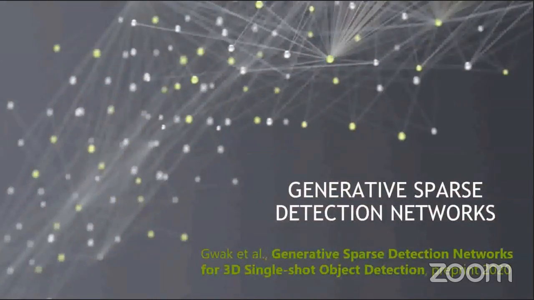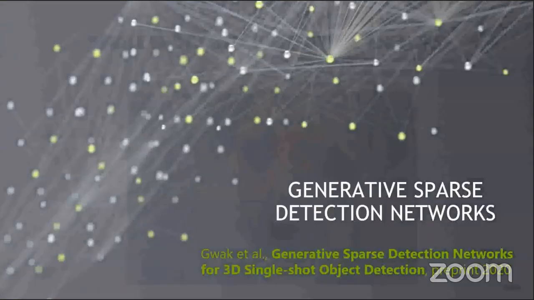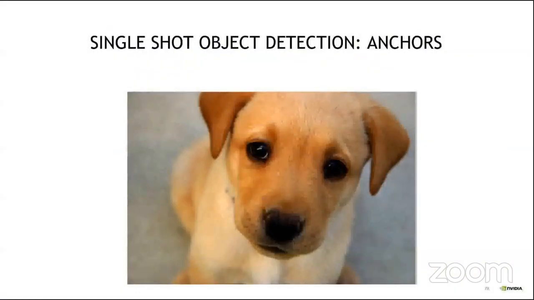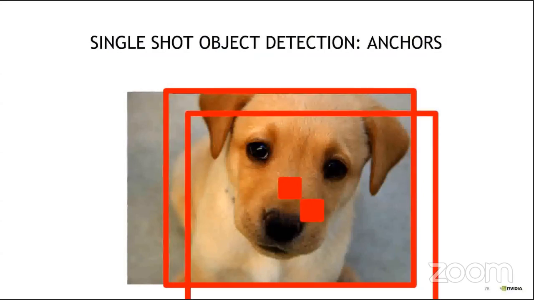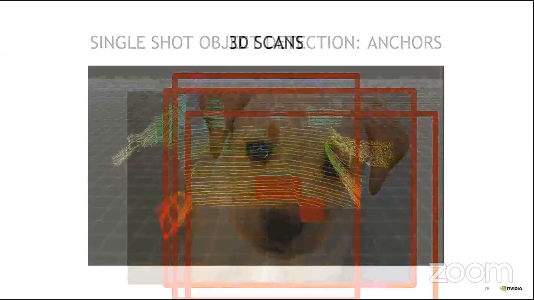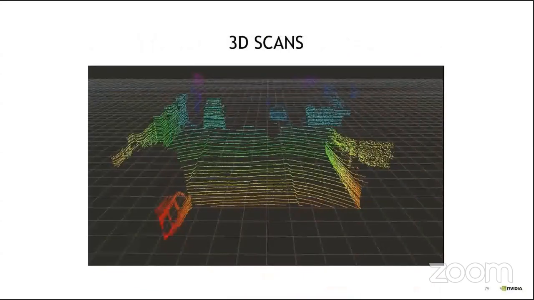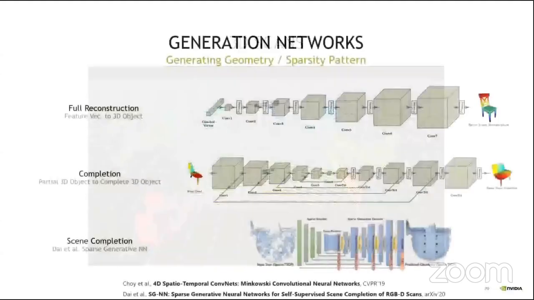The last paper is Generative Sparse Detection Networks for 3D single-shot object detection. In image-based single-shot object detection, we generate bounding box predictions densely at every pixel. But in commercial 3D scans, we do not observe the interior of the object, which leads to an interesting question of how we generate these anchor boxes from 3D surfaces.